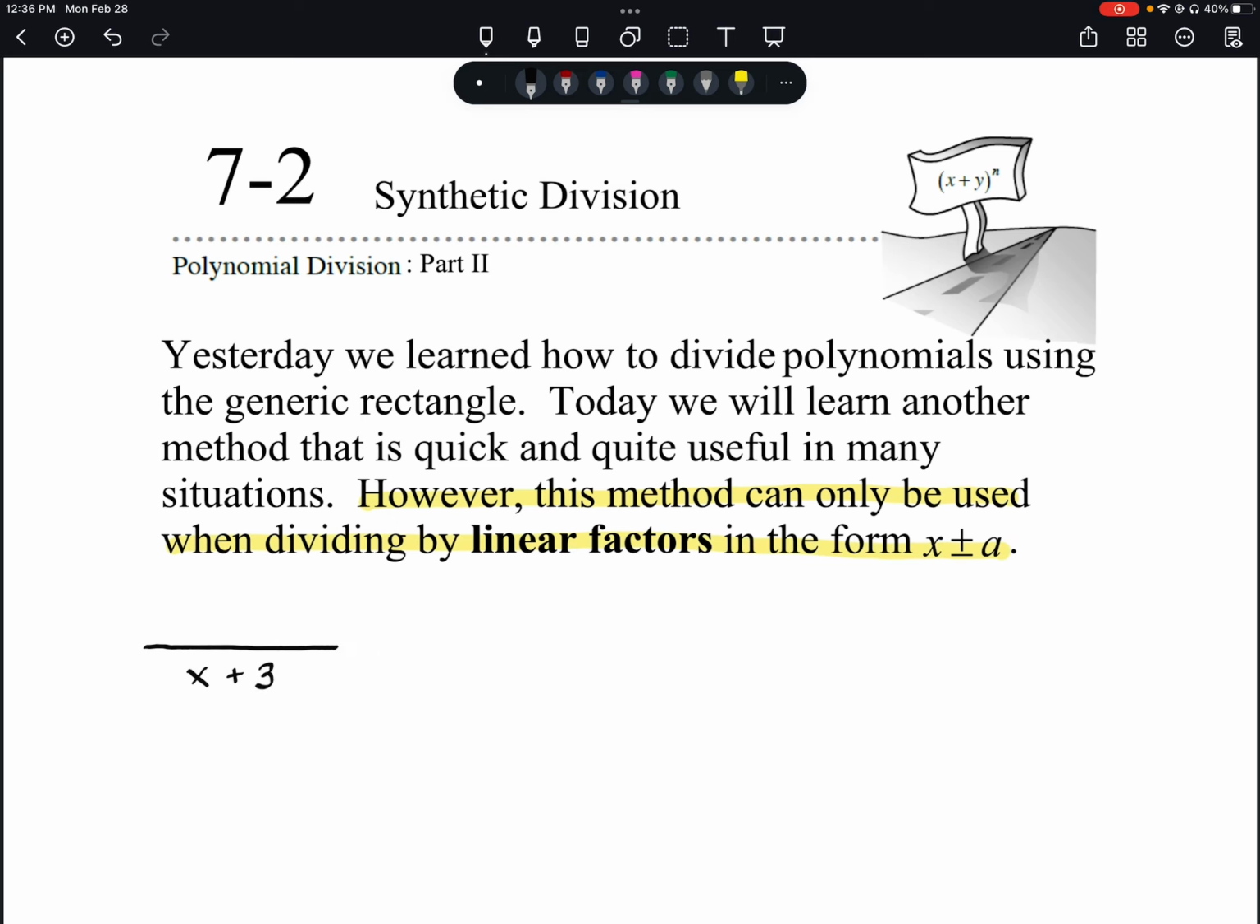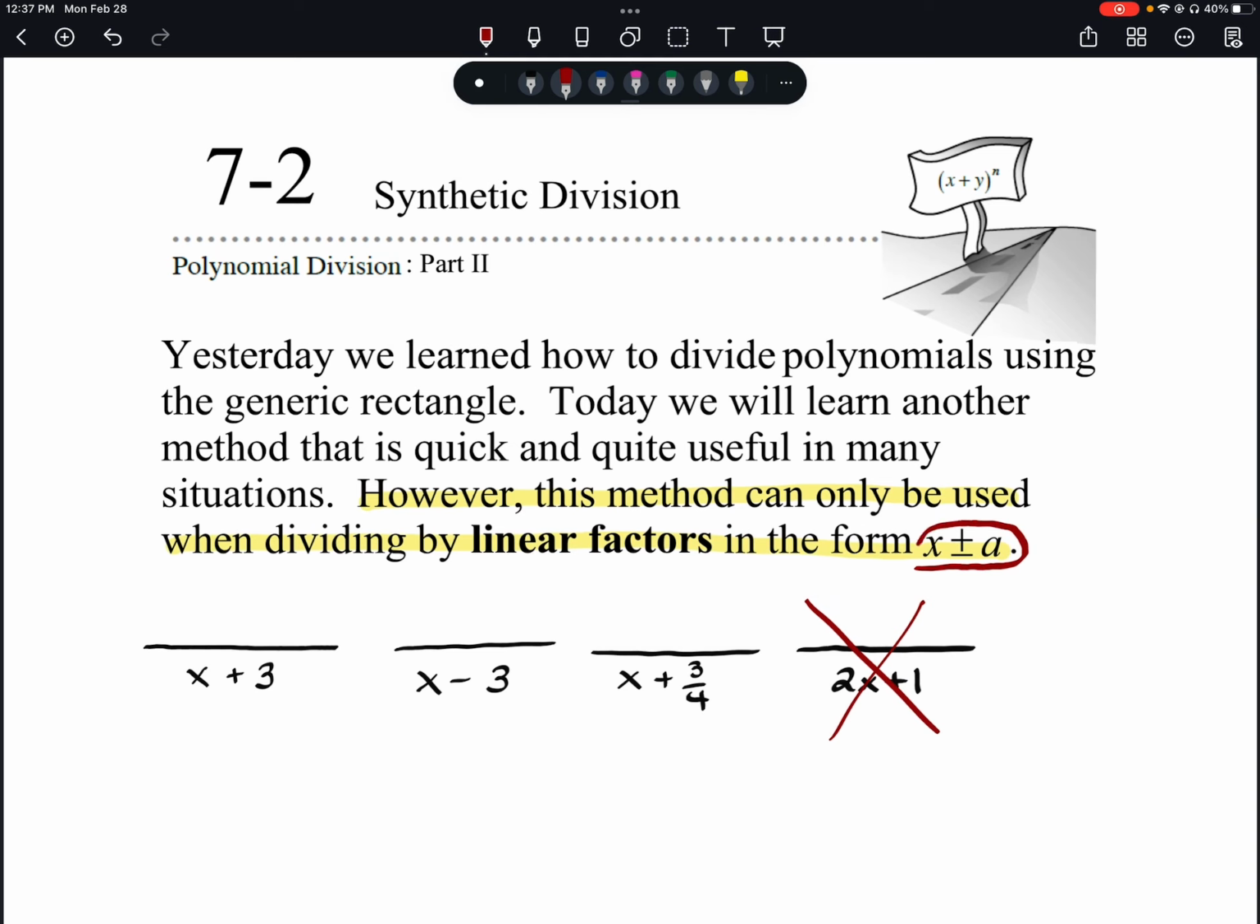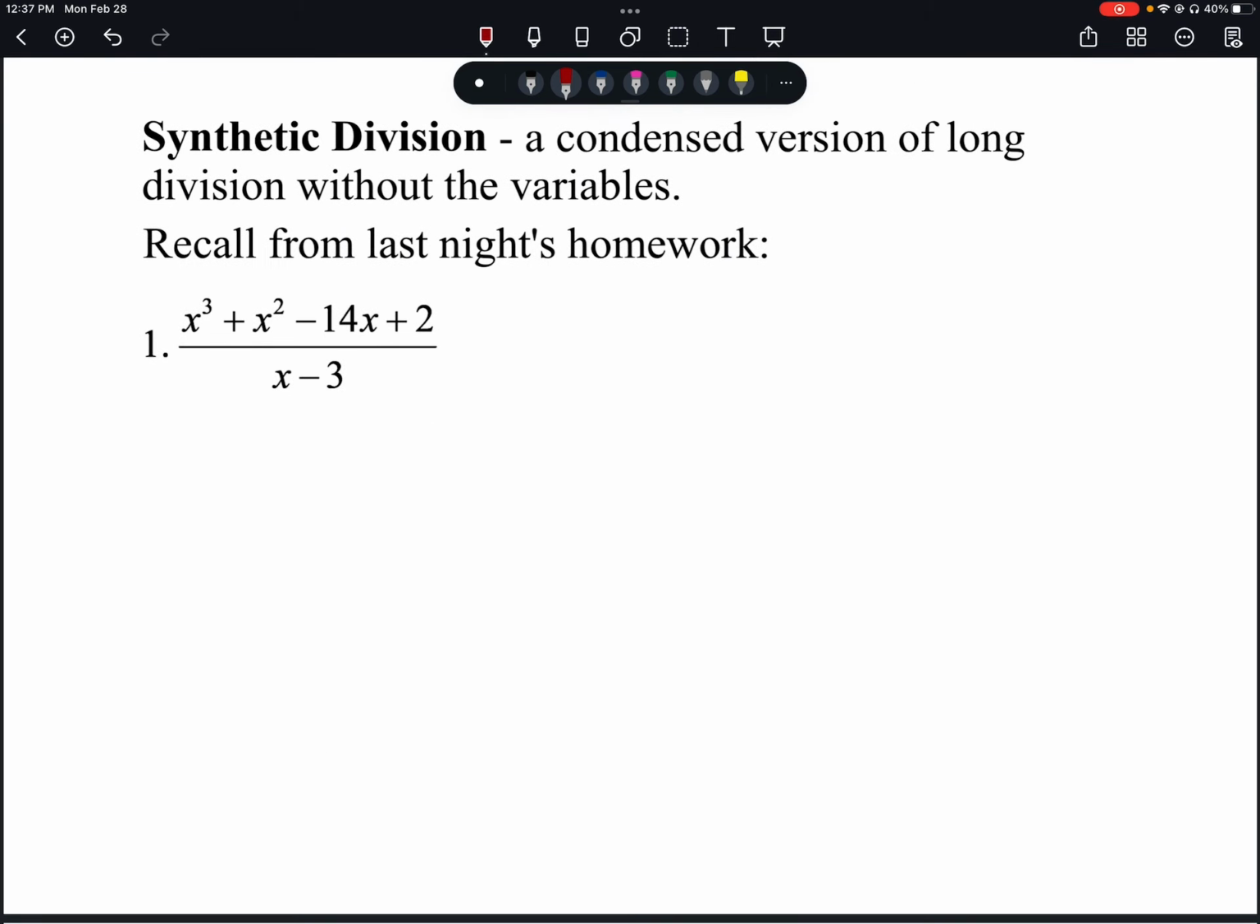I could divide something by x minus 3. That's totally fine. I could divide by something like x plus 3/4. That would be fine. What I can't have is something like 2x plus 1. This one is not going to work. It is not in this form, x plus or minus a. So that's important as we get started. You'll notice that our divisors are all going to be in this form. Let's get started. Synthetic division is a condensed version of long division without the variables.